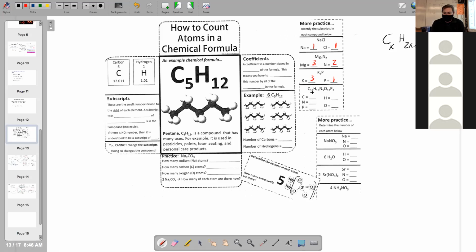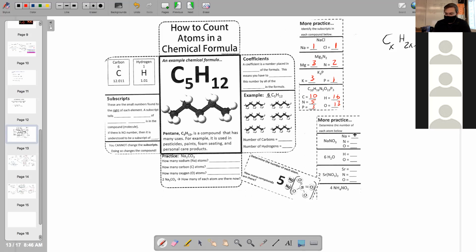If it's C10H16N5O13P3, that's a pretty large organic compound. It's simply whatever number appears after each element: C10, N5, P3, hydrogen 16, oxygen 13. I think I got that right now. Where things get a little tricky is how you deal with coefficients and how you deal with parentheses.